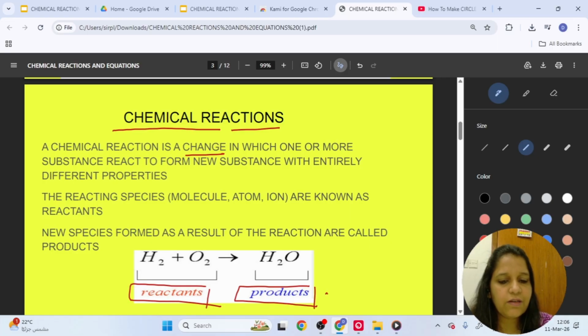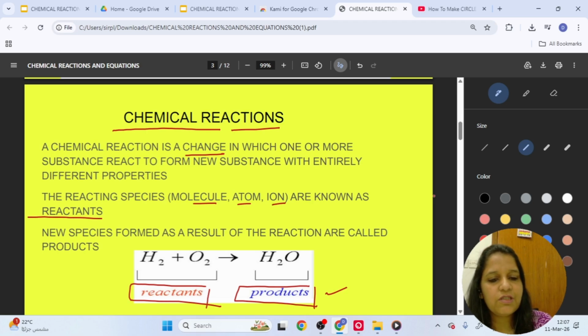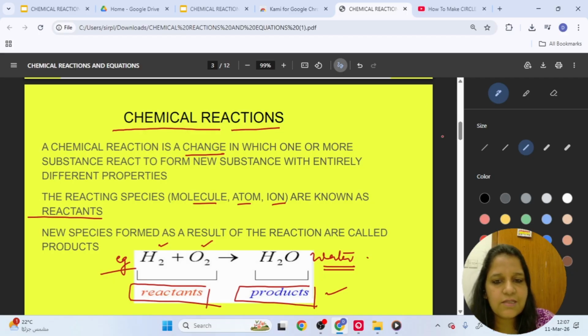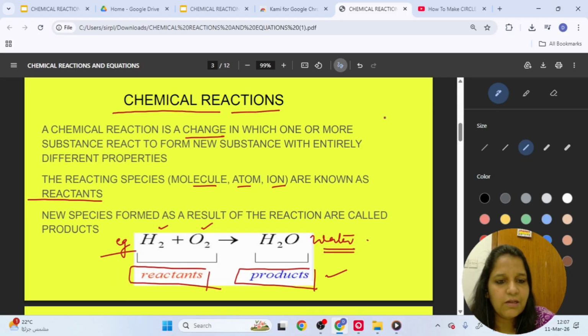And the products have completely different properties if you compare them with the reactants. The reacting species can be a molecule, atom or ion. They are known as what? They are known as reactants. And the new species which are formed as a result of the reaction between these reactants are known as products. Like in this example, you can see that hydrogen and oxygen are combining and forming H2O. H2O is water. So the composition of the product is completely different from that of the reactants, and hence it is termed as a chemical reaction.